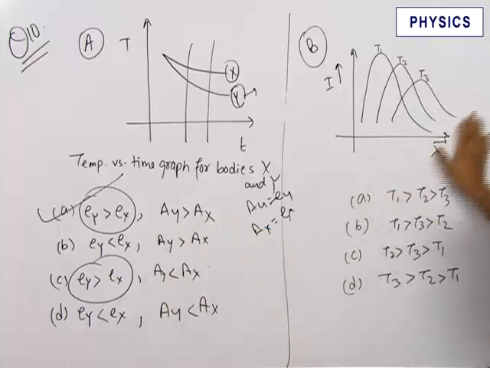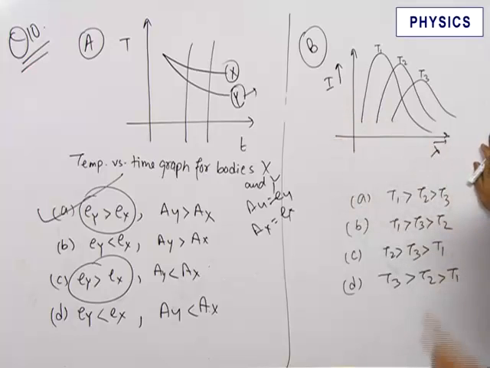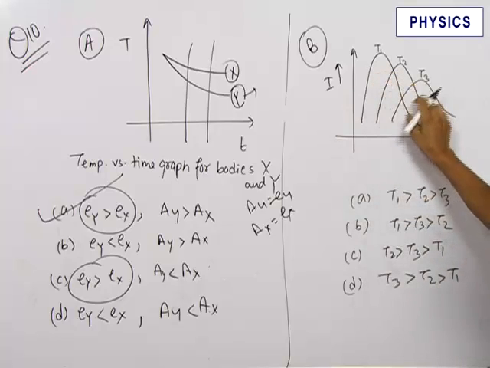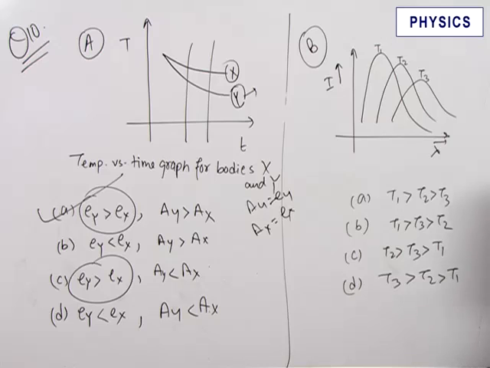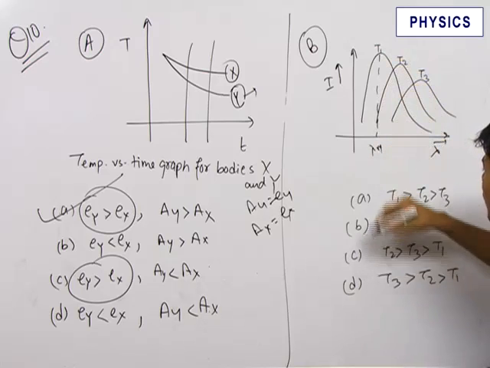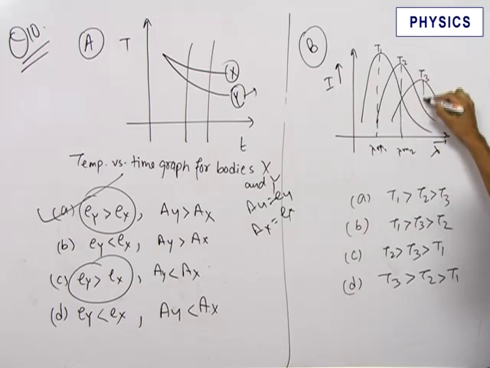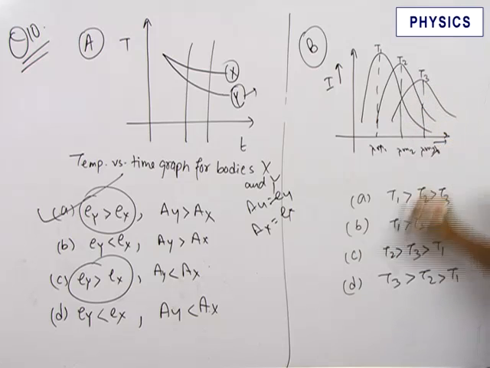Now for the second graph, we have been given a graph of the intensity versus lambda, that is the wavelength of the light that is being radiated. We need to find out the relation between T1, T2 and T3. Now we see that this is the lambda m for case 1, let us call it lambda m1. This is lambda m2, this is lambda m3.